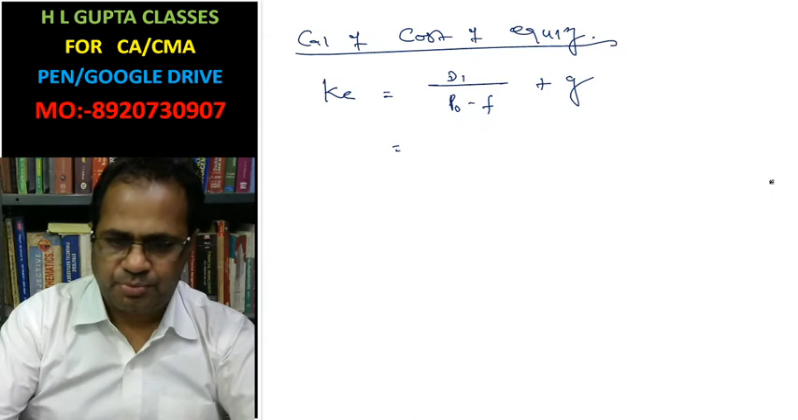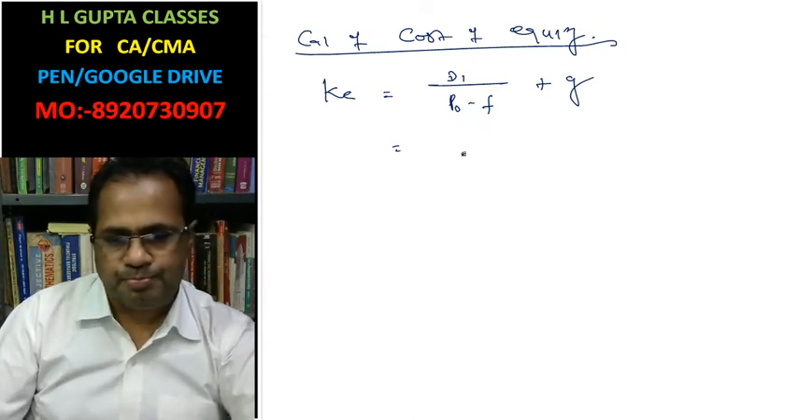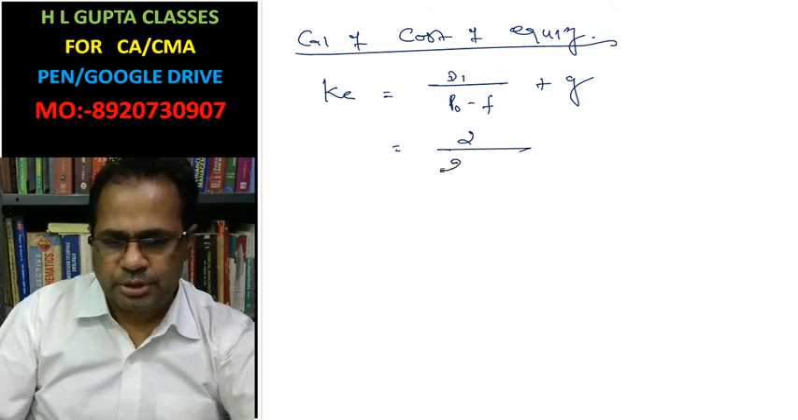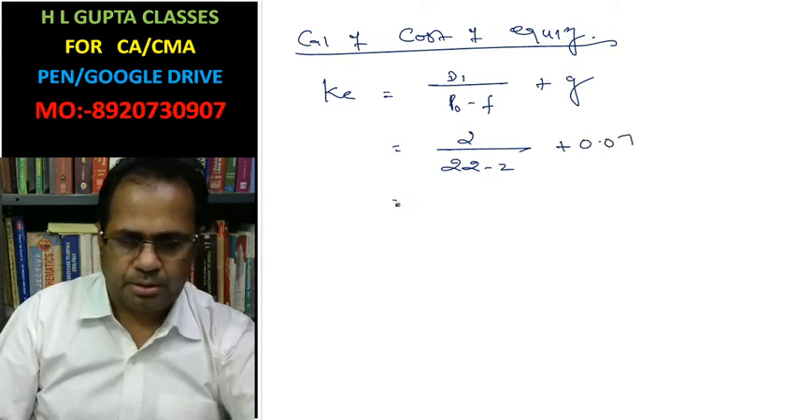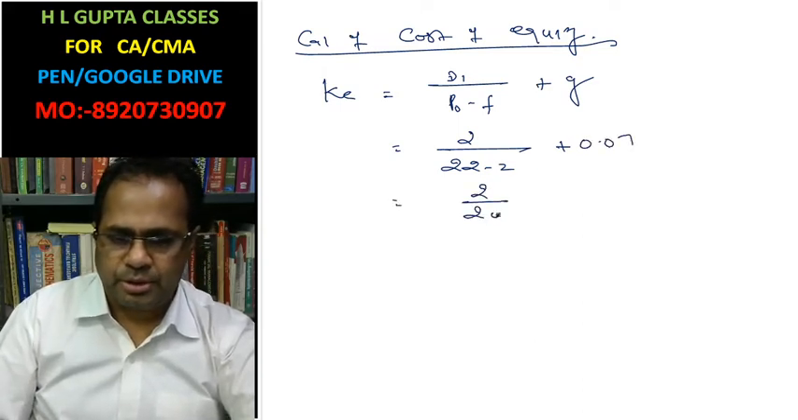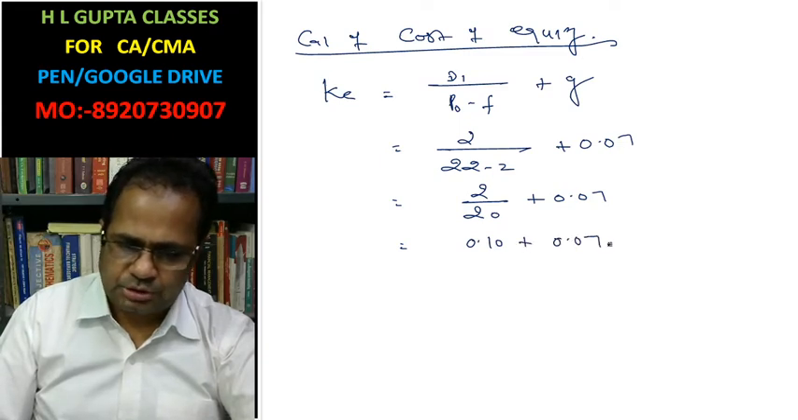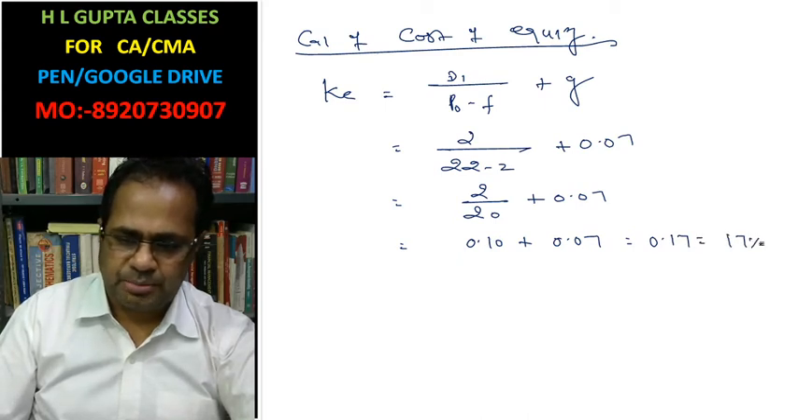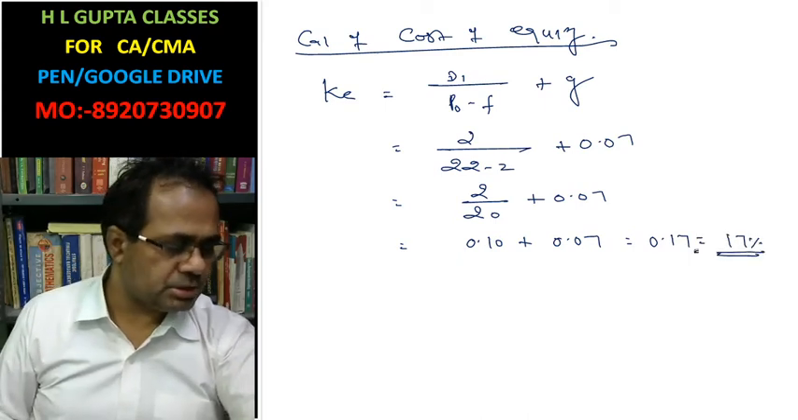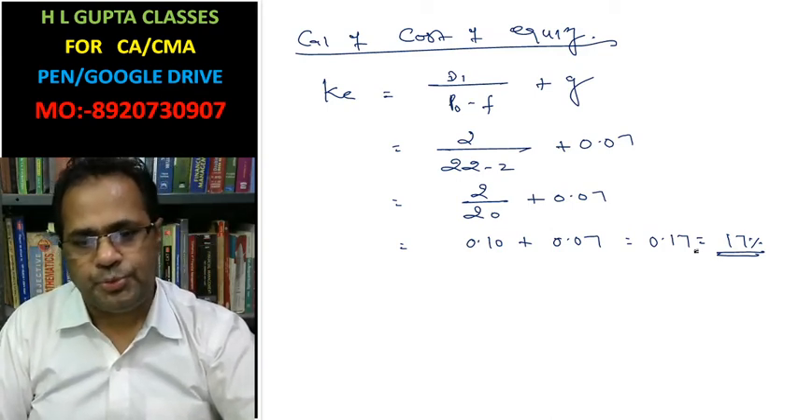We have to calculate cost of equity by using this information. Expected dividend is 2. This is 22 minus 2, plus 0.07. 2 divided by 20 plus 0.07. This is 0.10, plus 0.07, that is 0.17, that is 17% is the answer.